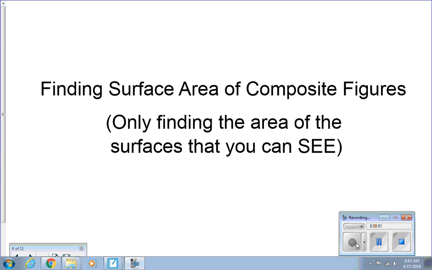Today we're going to find the surface area of these figures. Now here's the thing. You're only going to find the surfaces that you can see. So for example, let's say I have two prisms stacked on top of each other. Can I see the middle parts? Can I see them? Then we're not finding the surface area of them.